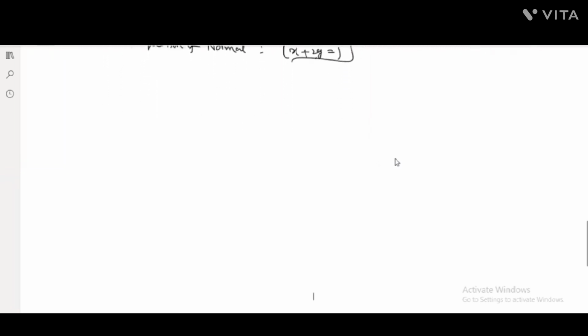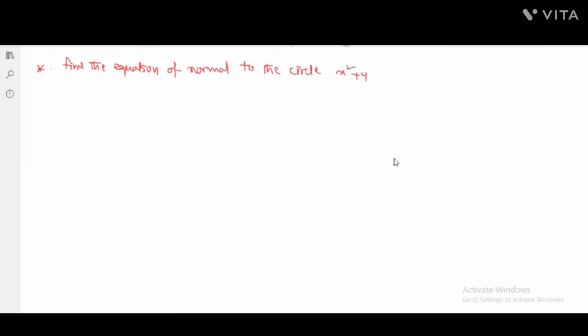So let's see another one. So another question is, find the equation of normal to the circle x square plus y square minus 5x plus 2y minus 48 is equal to 0 at the point 5 comma 6. So let's see how to find.